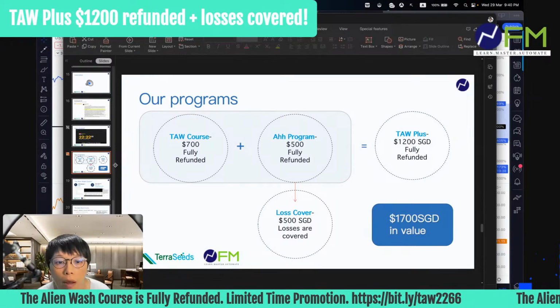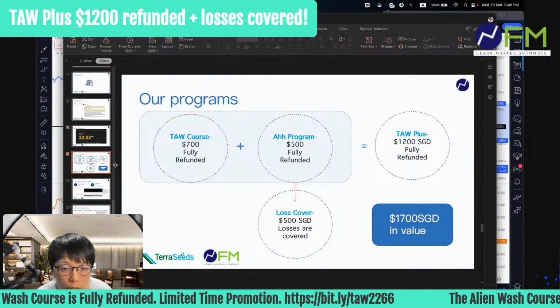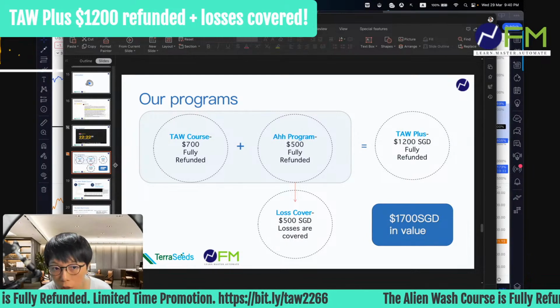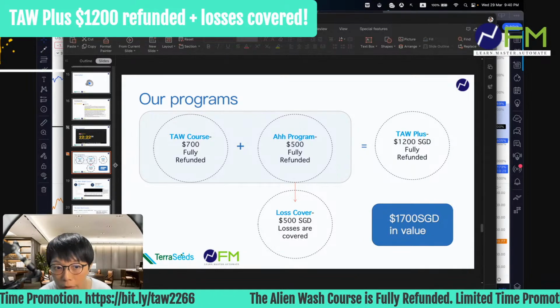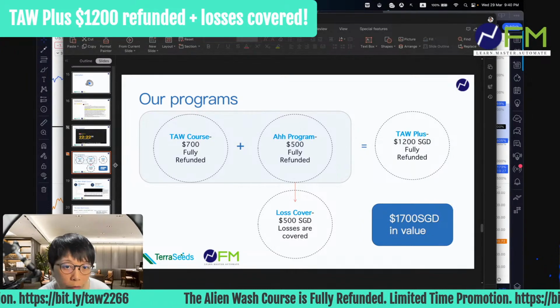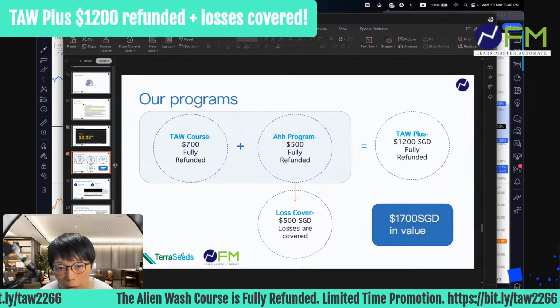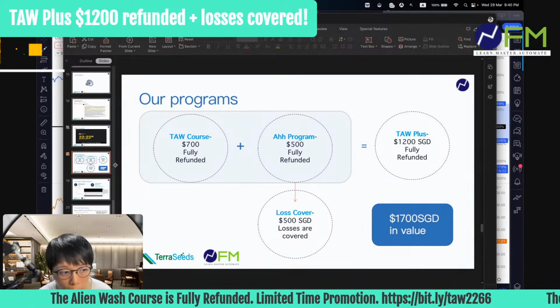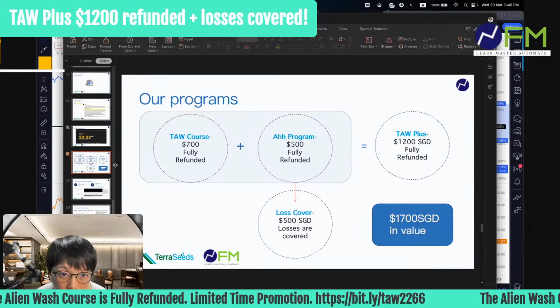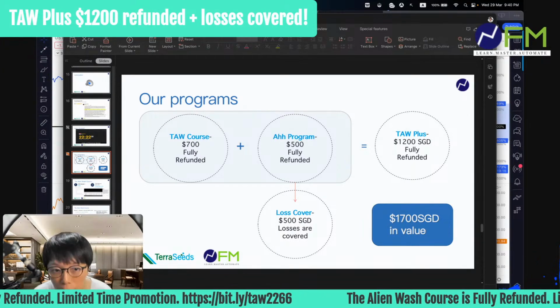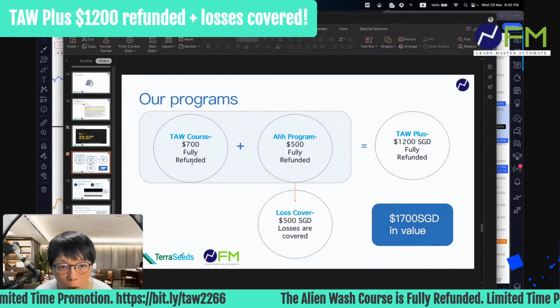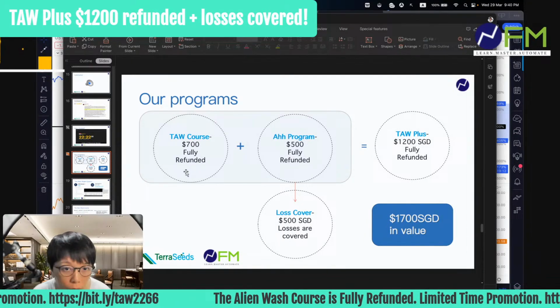So we just launched this hand holding program, which I've put in the slide here. I've listed down the cost, the price. The Tor course costs $700 in Singapore dollars. The R program, which is the hand holding program, is $500. You can purchase them separately. If you say, I want to take the Tor course only, I don't need the hand holding, you can take the $700.